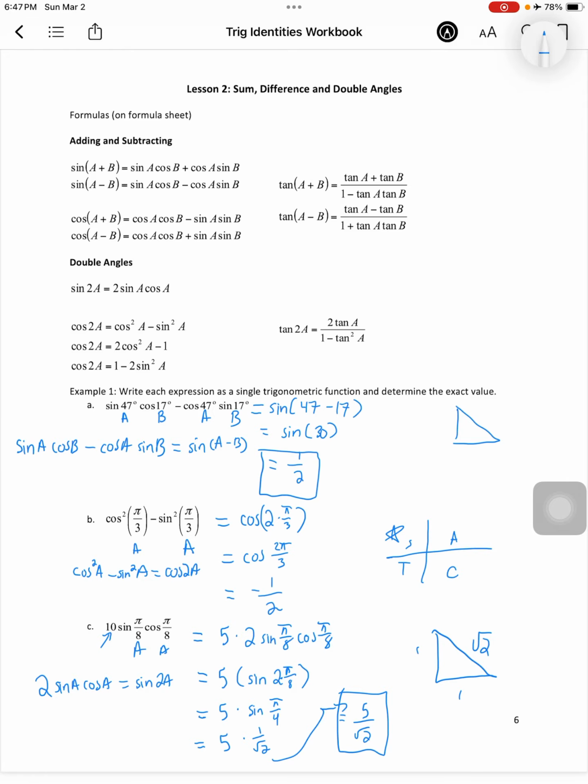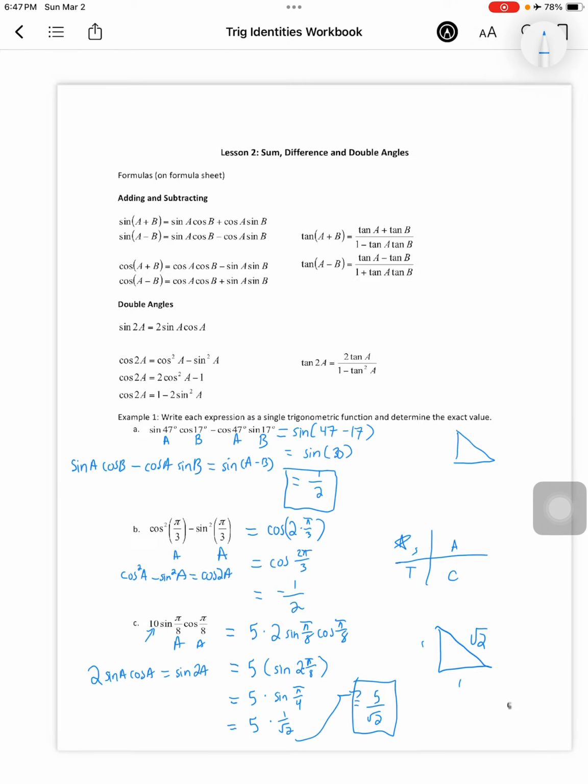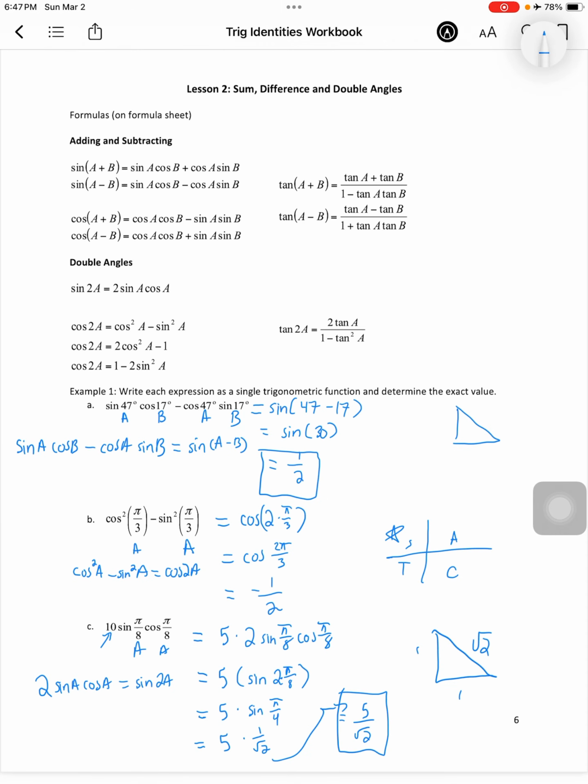So again, even though we're given a 10 here, and there's no 10s in this formula sheet, you just rearrange it, or not rearrange, but break it up so that way you fit something.